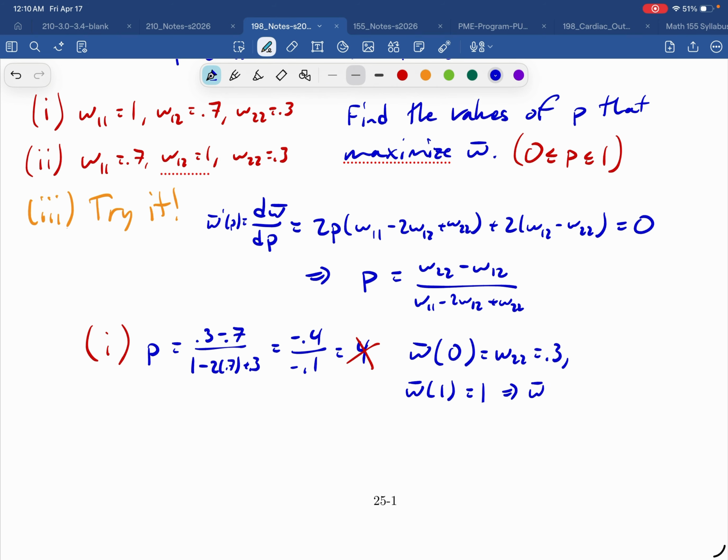So W bar of 1 is the absolute maximum fitness, right? And it occurs at P equals 1.